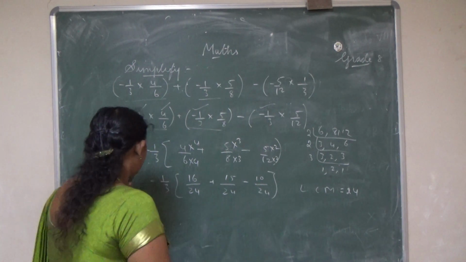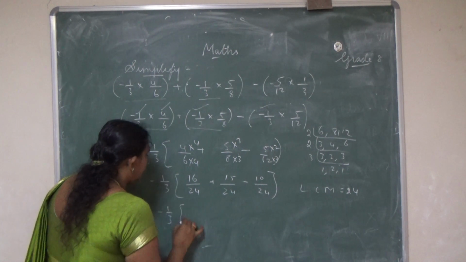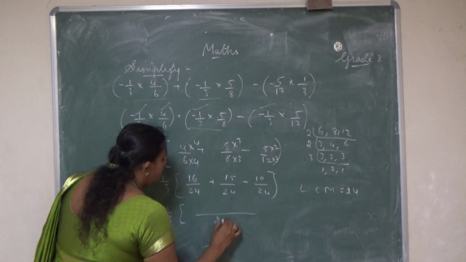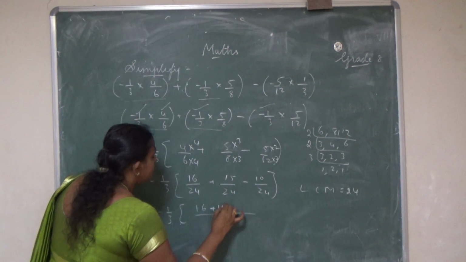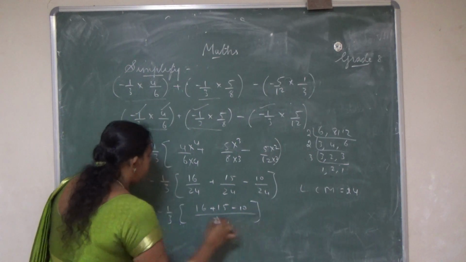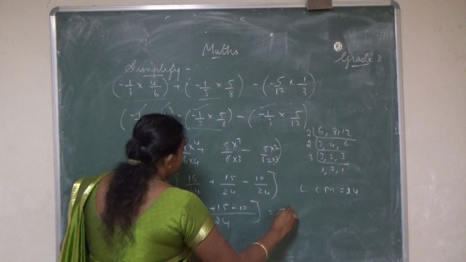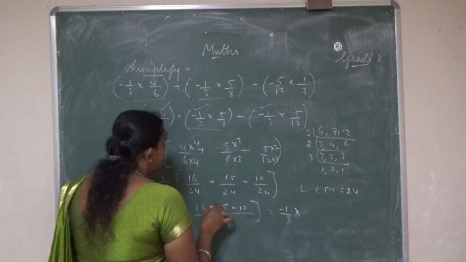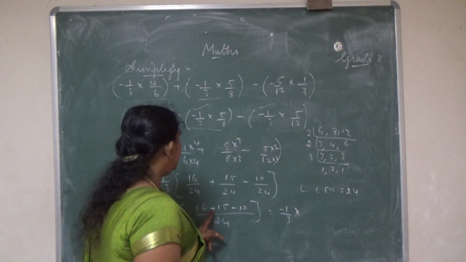Yes? Now what is the next step? Minus 1 by 3 into 24. Am I right? 16 plus 15 minus 10. Can you tell me what you will get? Minus 1 by 3 into 16 plus 15, 31 minus 10.